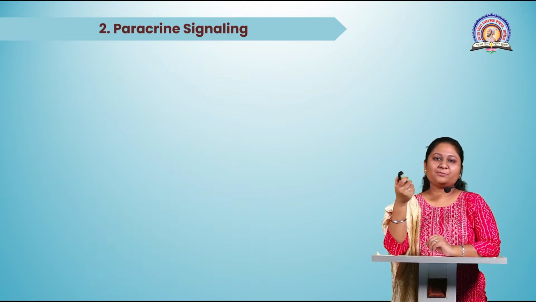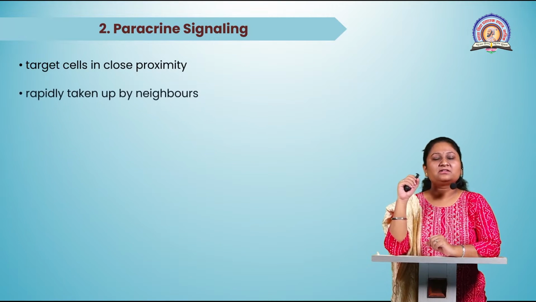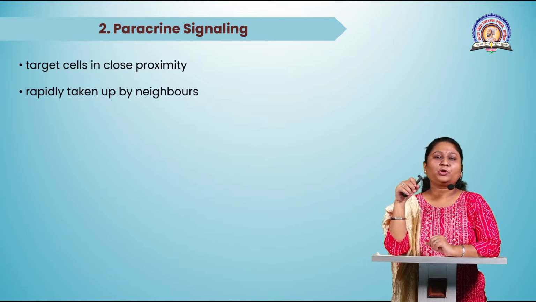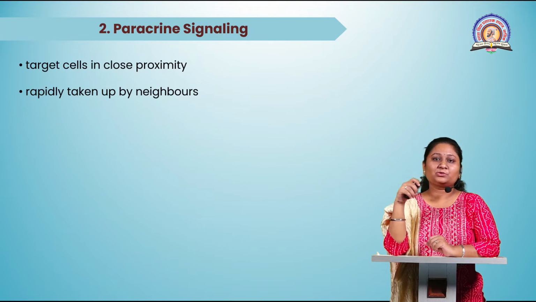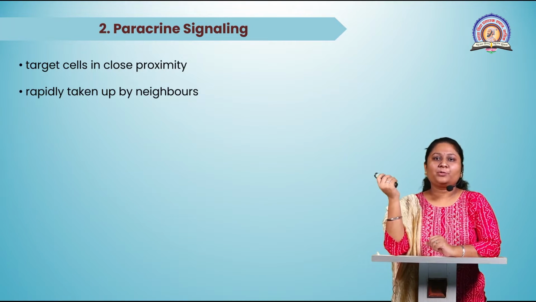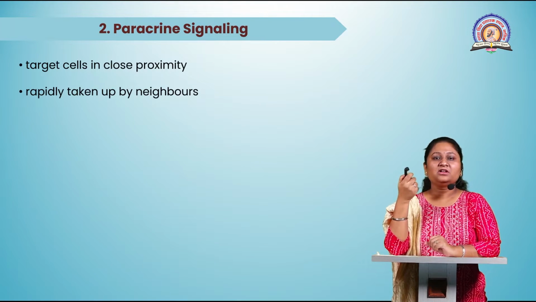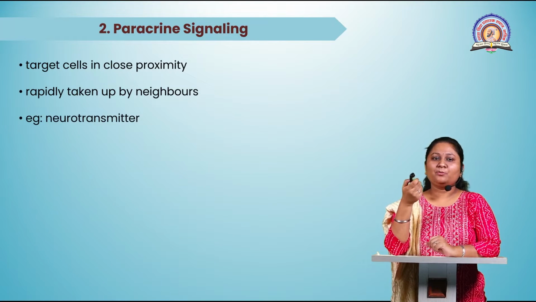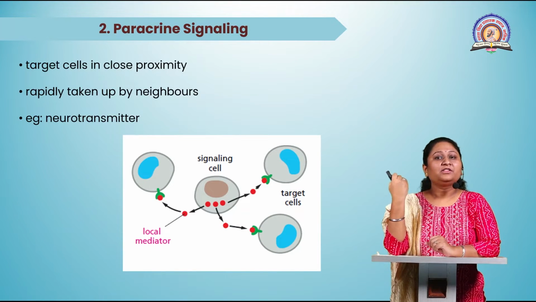Then there is another type of signaling known as paracrine signaling. Earlier, the signaling molecule was binding to the cell itself. Now in paracrine signaling, the signaling molecule binds to cells in the proximity, that is, the target cells are present in the neighboring vicinity of the cell which releases the signaling molecule. These signaling molecules are rapidly taken up by the neighboring cells.